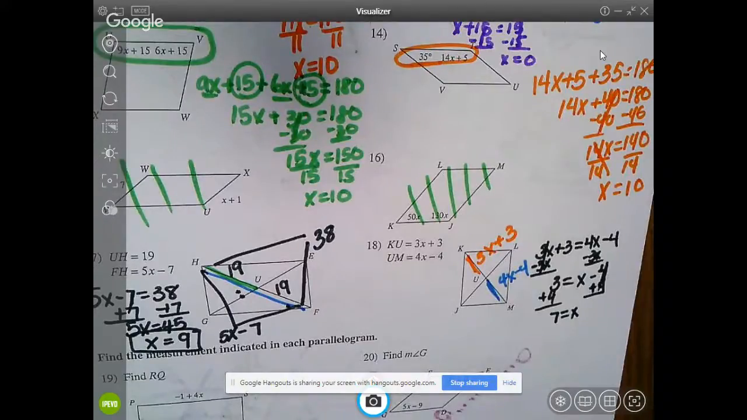Okay. So here, I started by subtracting 3x from both sides. I chose to subtract 3x because I wanted to keep my x positive. 4x minus 3x is 1x. And then this negative 4 came down. And then I added 4 to both sides so that these cancel. And I was left with x equals 7.